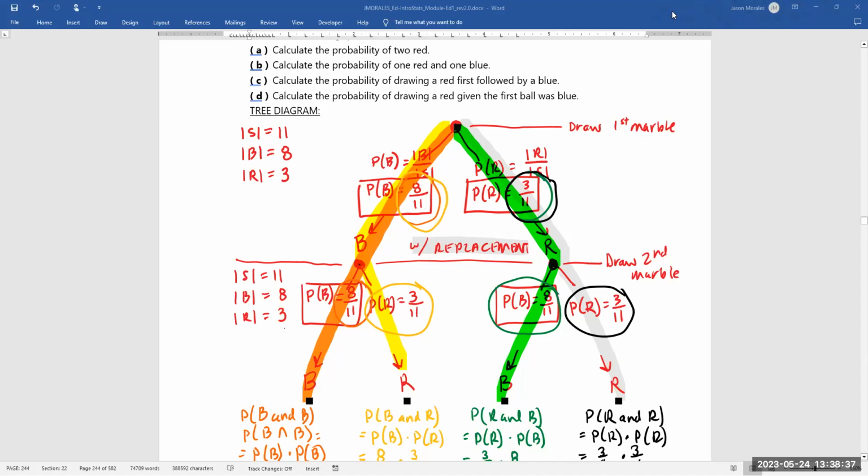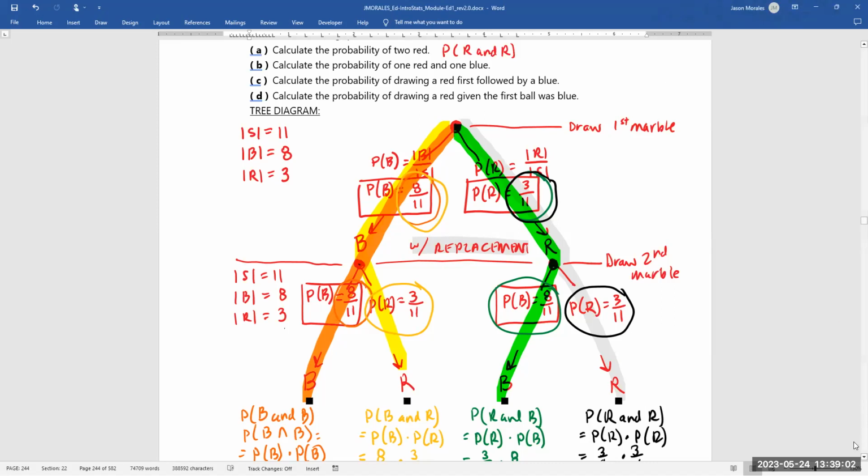Okay, let's continue with this example. Now that we've got the tree diagram fully completed, let's look at the different parts, A, B, C, and D. So part A is to calculate the probability of 2 red. So this is going to look like the probability of red and red.